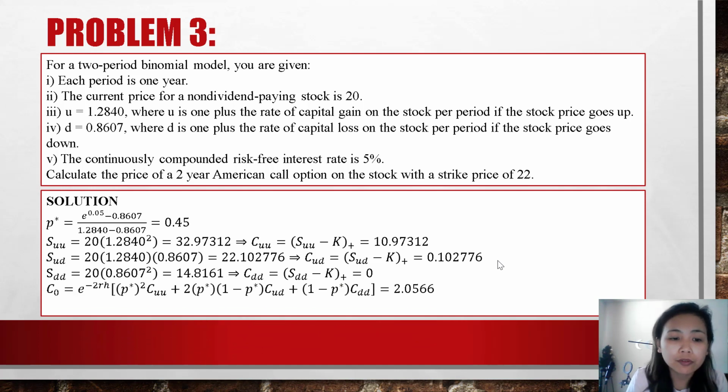So now I apply the formula C0, the current price of the 2-year American call option on a stock with a strike price 22. I got C0 is e to the minus 2rh times P star squared C_UU plus 2P star (1 minus P star) C_UD plus (1 minus P star) squared C_DD, and it should be 2.0566. So the answer is 2.1.